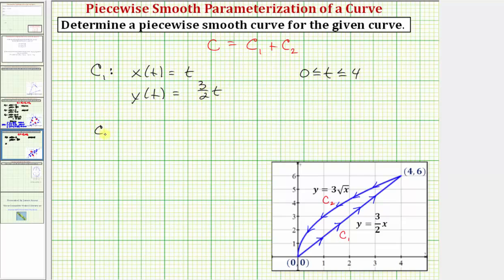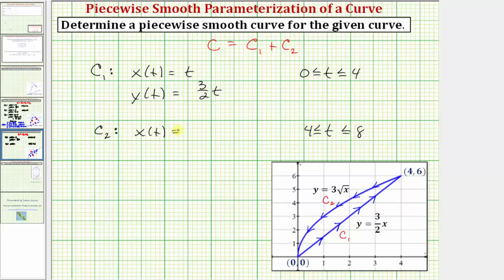Now for curve C sub 2, again we want to go from (4, 6) back to the origin along the curve given by y equals 3 times the square root of x. So in this case, because the x values are decreasing, and we know that t has to start at 4, we cannot just let x of t be equal to t. But because the change of x is 4 units, and we know t has to start at 4, let's let the interval for t be from 4 to 8.